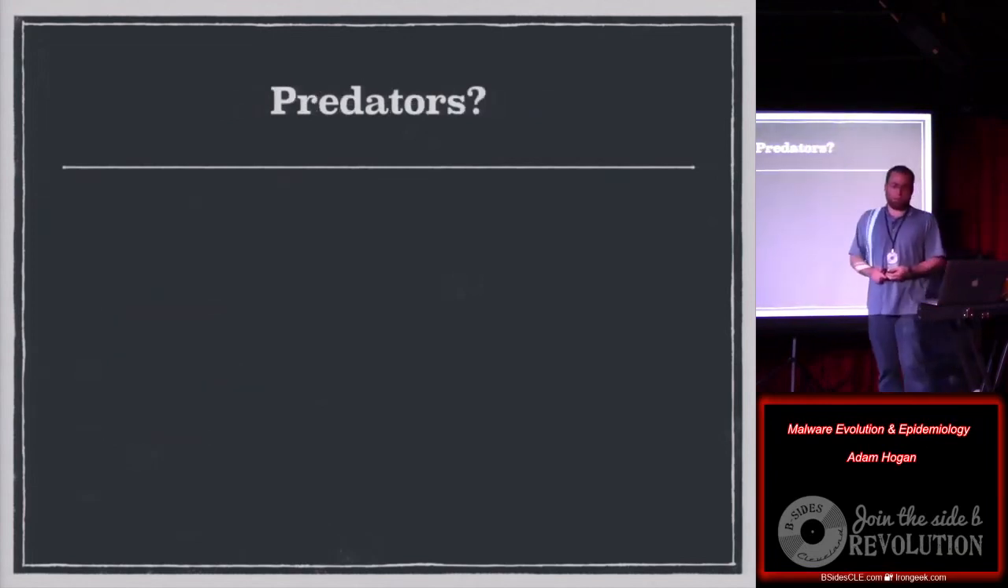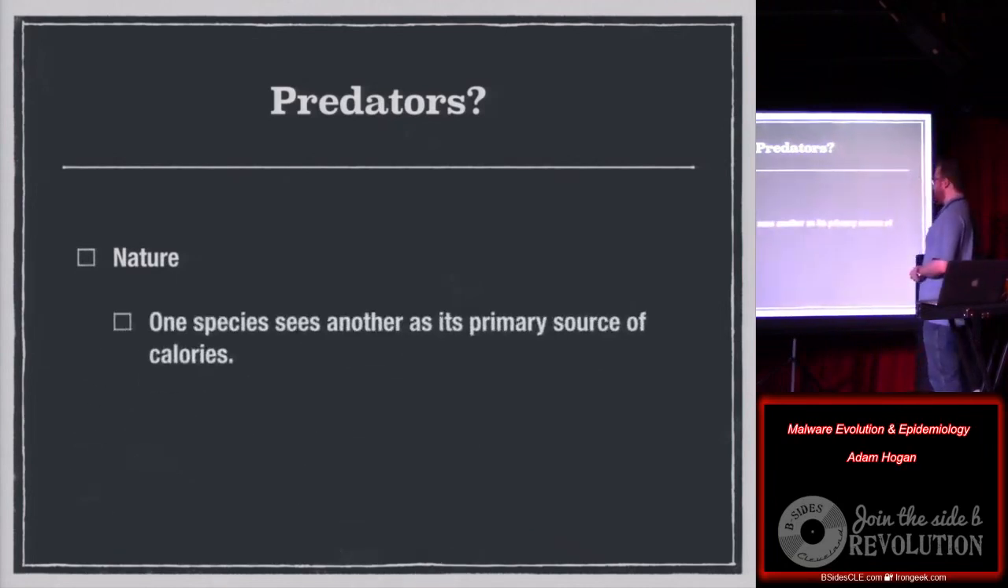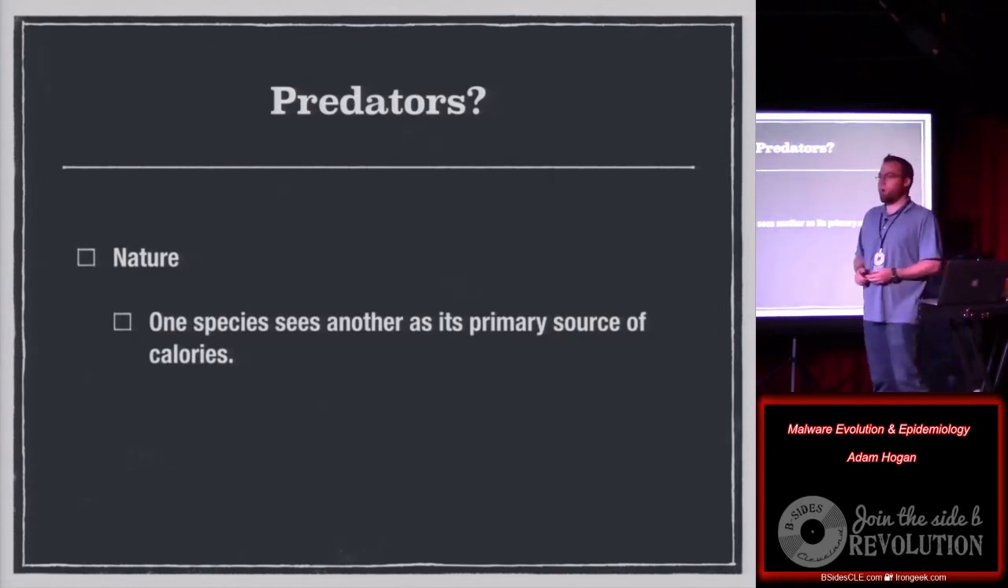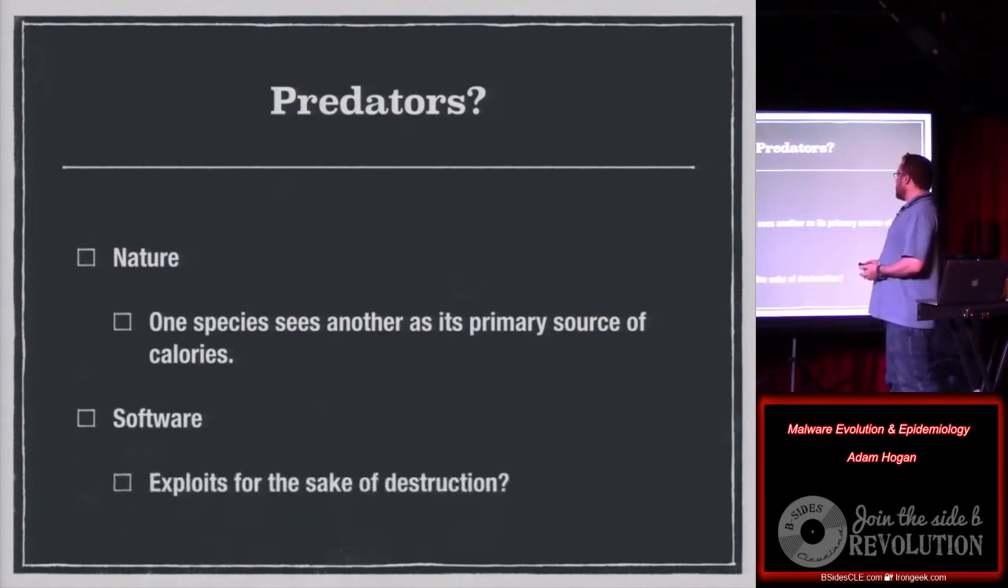So the question then is, do we have predators in software? If we're going to think of the evolution of malware, and how software is affected by these changes, the idea is, is software being attacked? Are there predators to it? Of course, in nature, we see it all the time, right? One organism sees another as its primary source of energy, so they go after it, kill it, and eat it, right? Is there a corollary in software? I'm not sure. Maybe exploits for the sake of destruction, right? If your purpose is to DOS a box, maybe that's a predatory action, but I'm not sure that's a clear corollary.